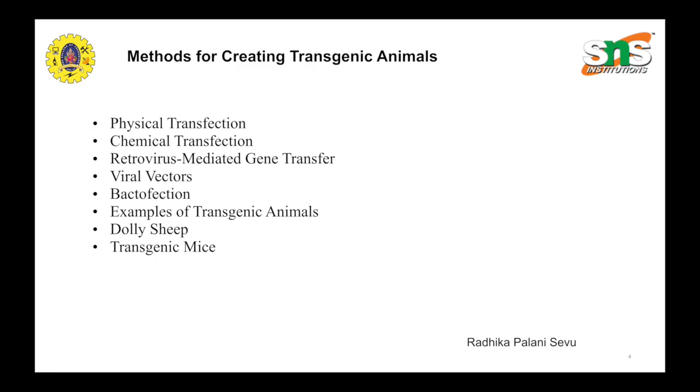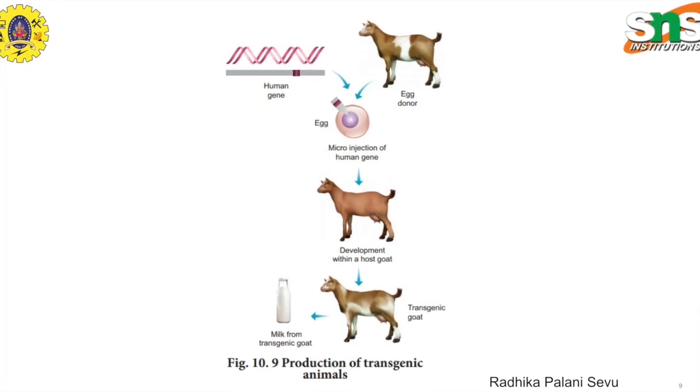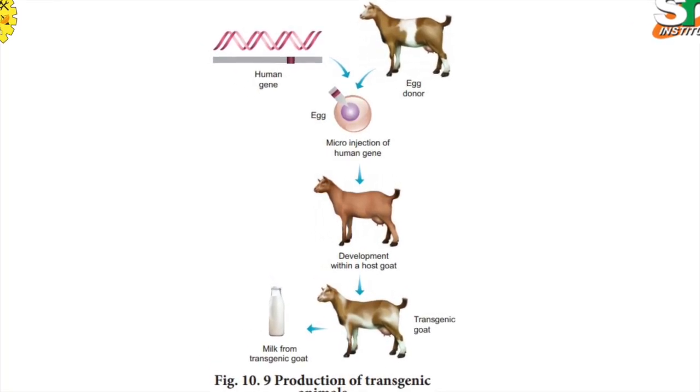There are certain examples of transgenic animals. The very first one is the Dolly sheep. Dolly, the sheep, was the first mammal to be cloned from an adult cell. Research for the manufacture of medicines to treat diseases is also going on.